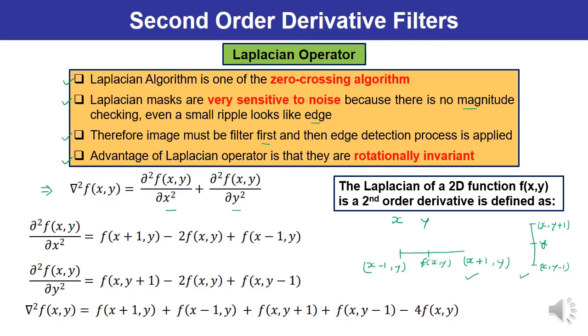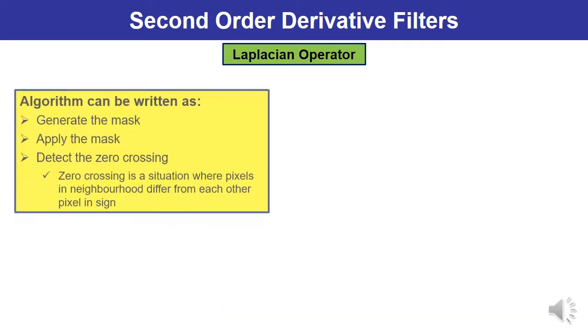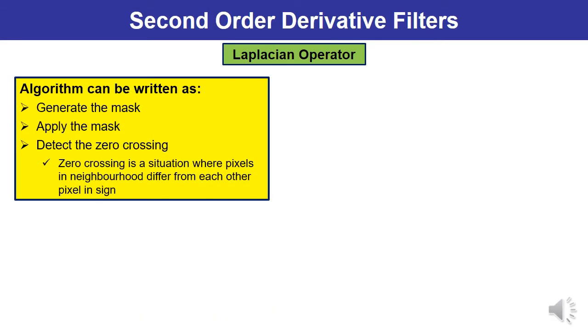So this is how it can be applied, and you can write both the coefficients individually, and then you can write the overall Laplacian operator from this particular equation. This you already know, just to revise. So how to write down this particular algorithm? If you have to apply this algorithm, what are the steps? First, generate the mask, then apply the mask and detect the zero crossing point.